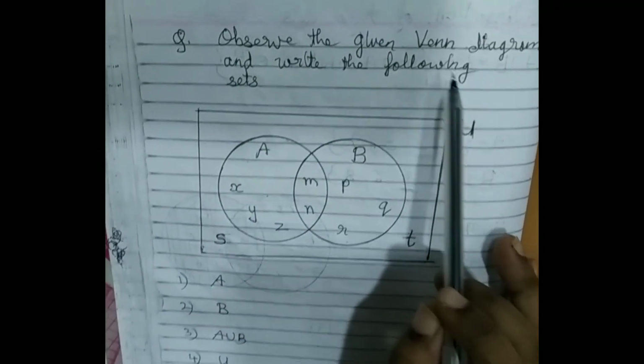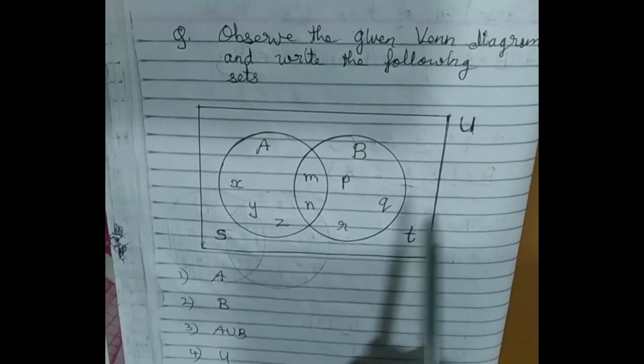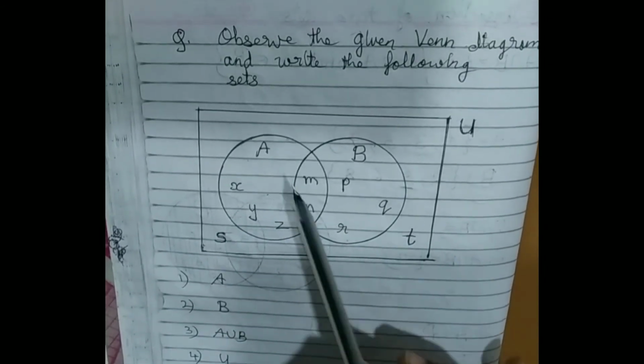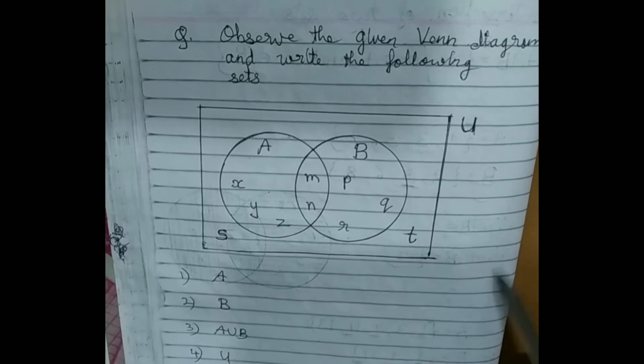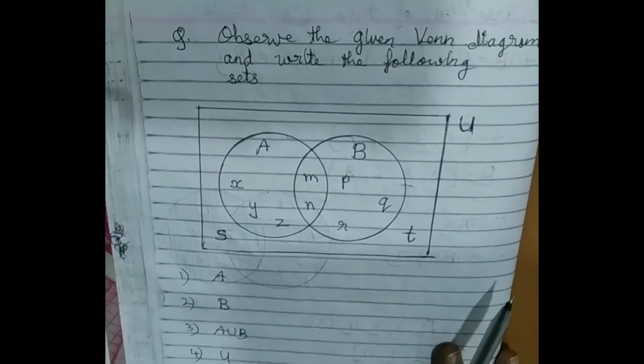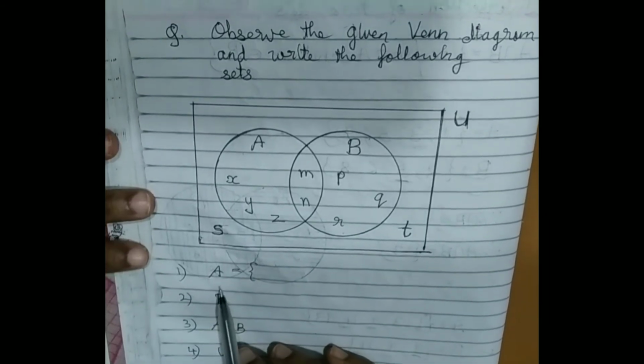Observe the given Venn diagram and write the following sets. Okay, so this is a Venn diagram given. We should observe this, and these are the sets given below, and we should write what are the elements in these sets by seeing this Venn diagram. Okay, so first, set A, what are the elements?